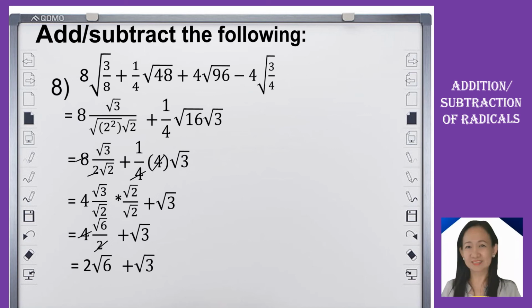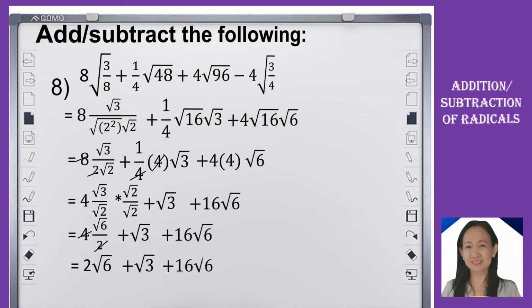Now look at the third term, 4 times the square root of 96. Separating the perfect and not perfect root, we have the square root of 16 times 6. That is for the square root of 96. The square root of 16 is 4, then 4 times 4 is 16. Then copy the square root of 6. Again, let us copy to align with the first and second terms.